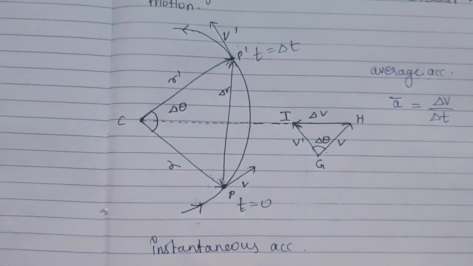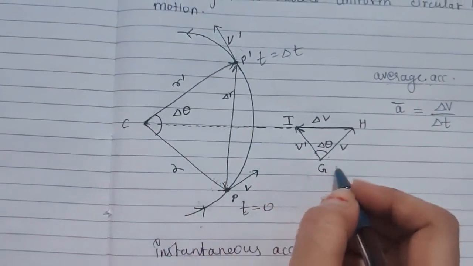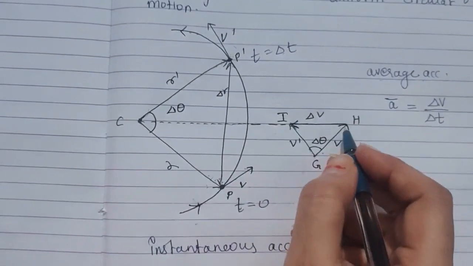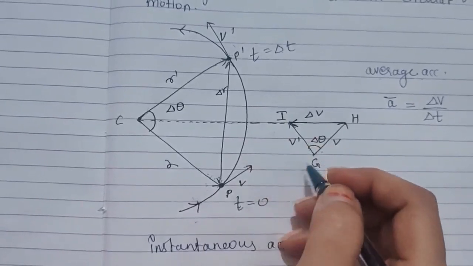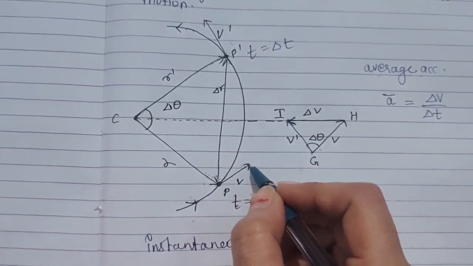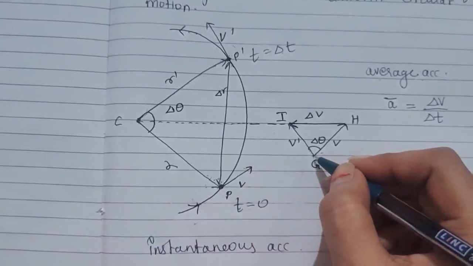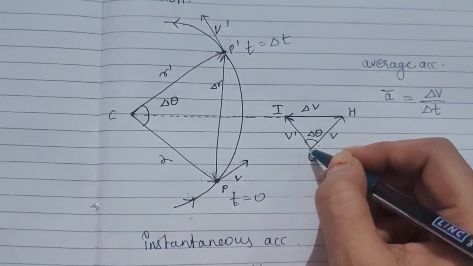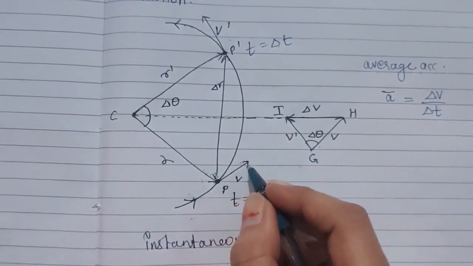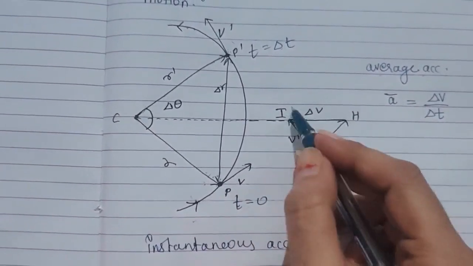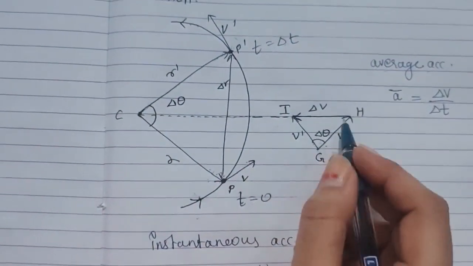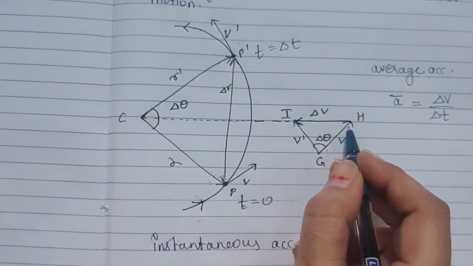Here, the corresponding triangle we can draw by considering V and V dash. As we can see in this diagram, the direction of V is as shown here in this triangle. GH is the V, which is the same as this V. GI is V dash, which is the same as this V dash. So we have drawn these two directions of velocity.